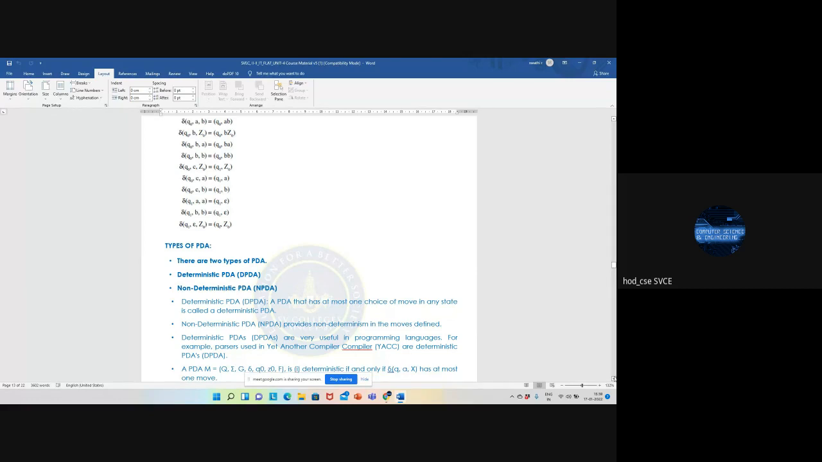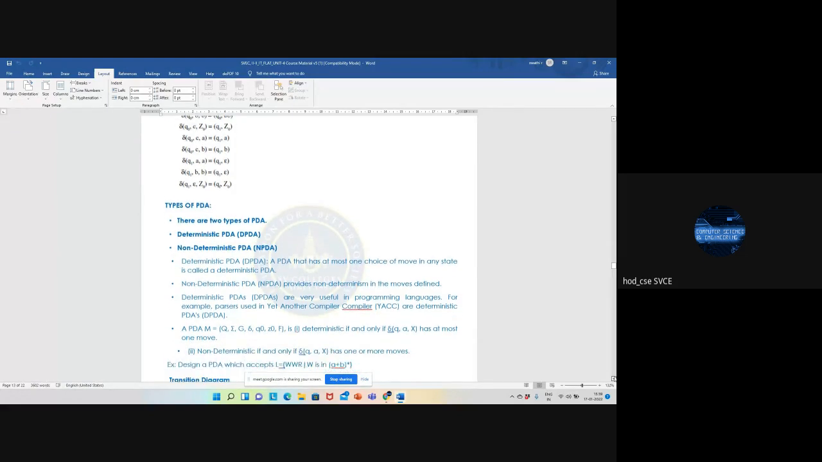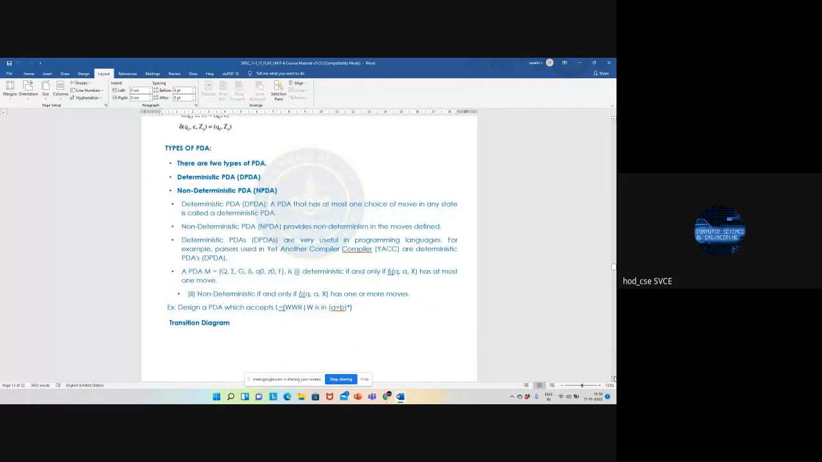PDA, pushdown automata, is nothing but an FA with extra memory, stack memory. In finite automata we have 5 tuples, in pushdown automata we have 7 tuples. All this was explained in the last class. Deterministic PDAs are very useful in programming languages. The parser used in YACC, which we will discuss, is a deterministic PDA.